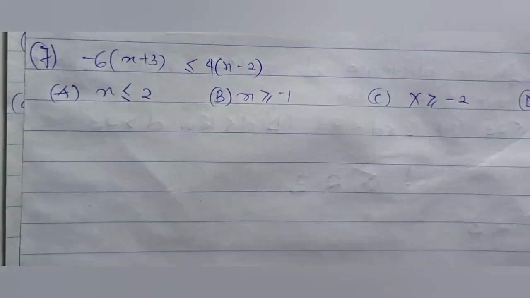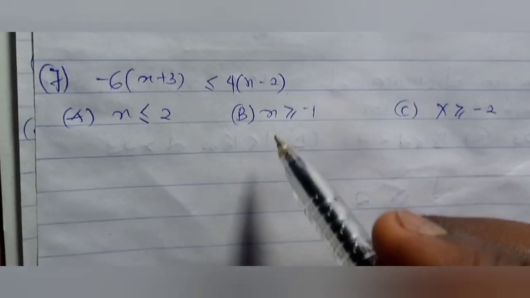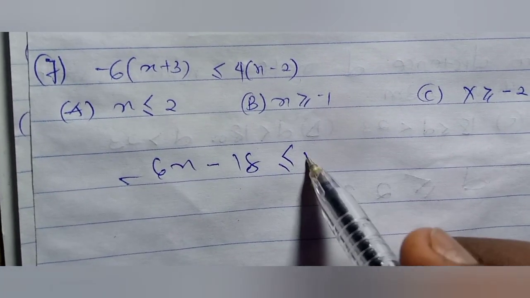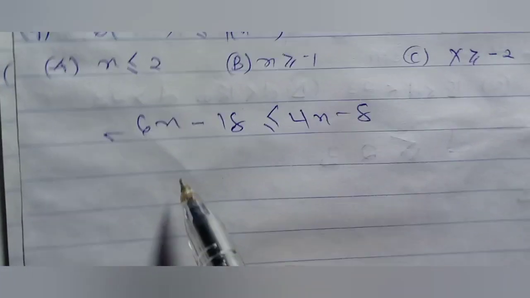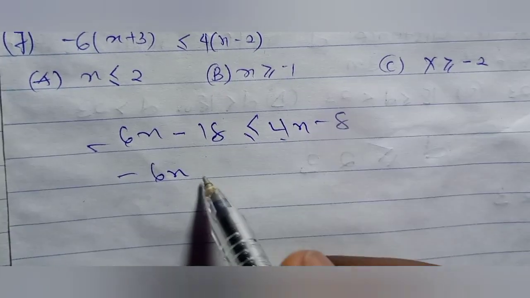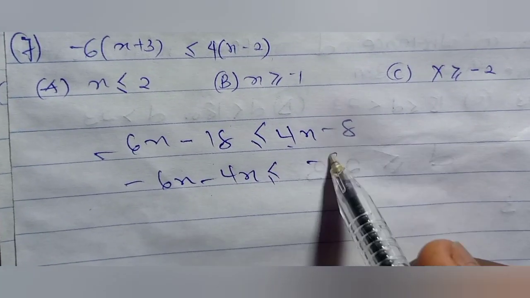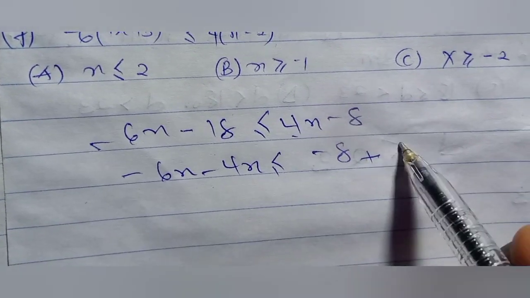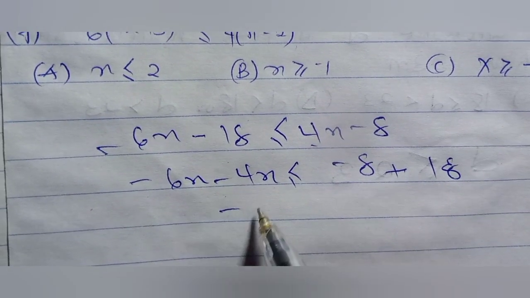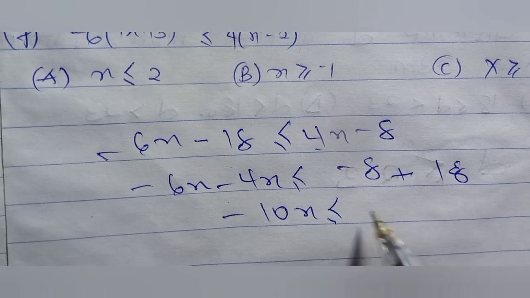First of all, let's multiply through by the numbers outside the bracket, giving us -6 times x is -6x, minus 18, less than or equal to 4x minus 8. So crossing the 4x to the left hand side gives us -6x minus 4x less than or equal to -8 plus what? 18. Good. So -6x minus 4x is -10x less than or equal to 10.